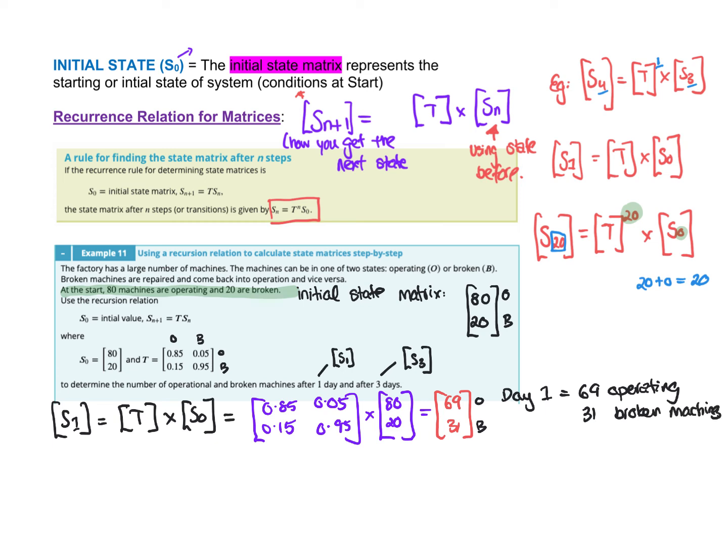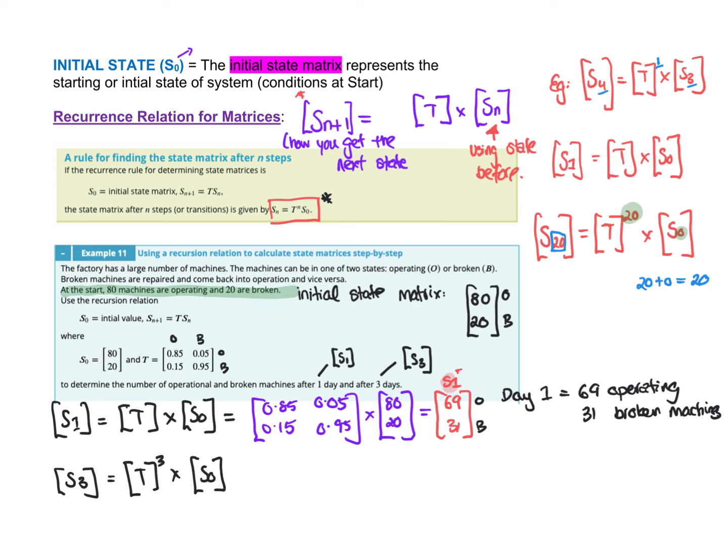Now to go to the next one where they wanted state 3, I could just keep on going. This is now state 1 there. So you could find state 2 by timesing this one by the transition, but I'm not going to do that. I can't be bothered. I'm going to do this power trick thing, we call it. So I'm going to do the transition, and I've been given S0, so I'm going to use S0.